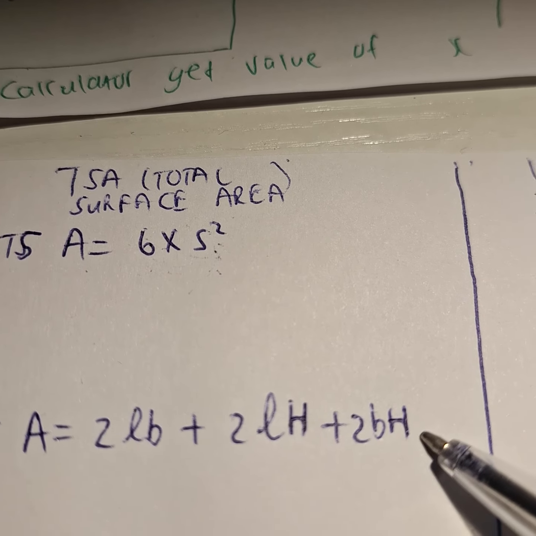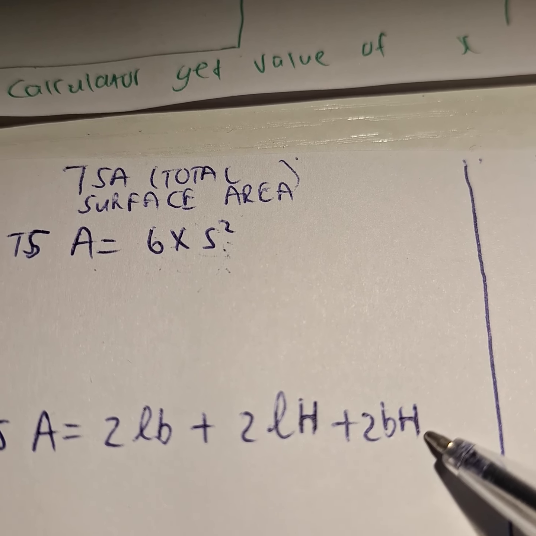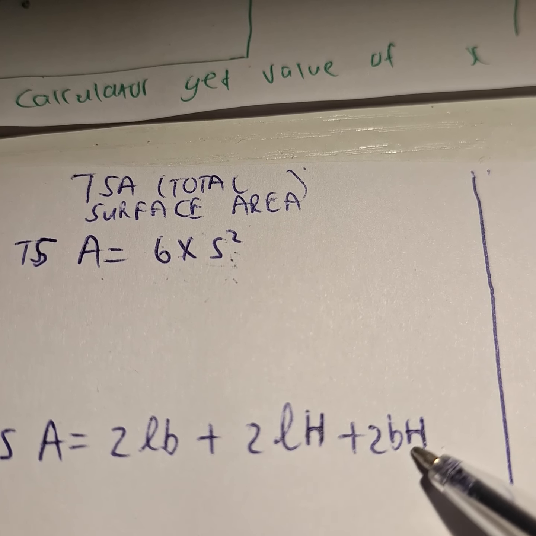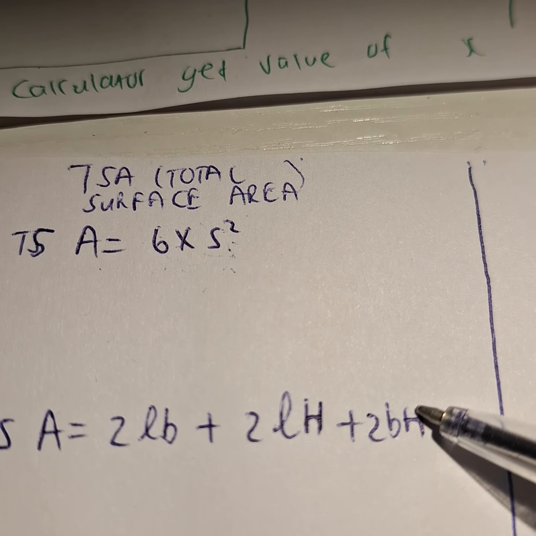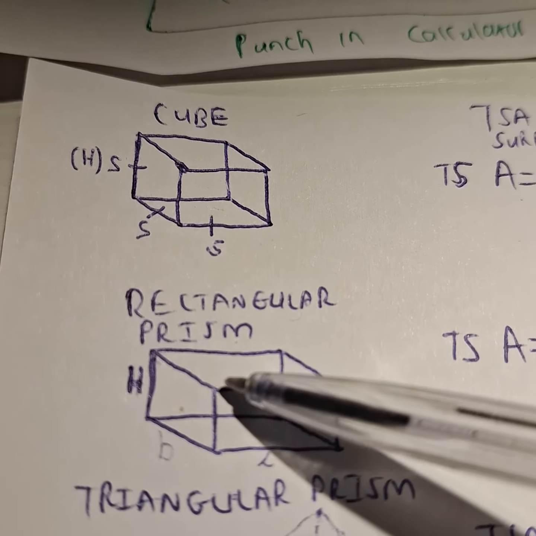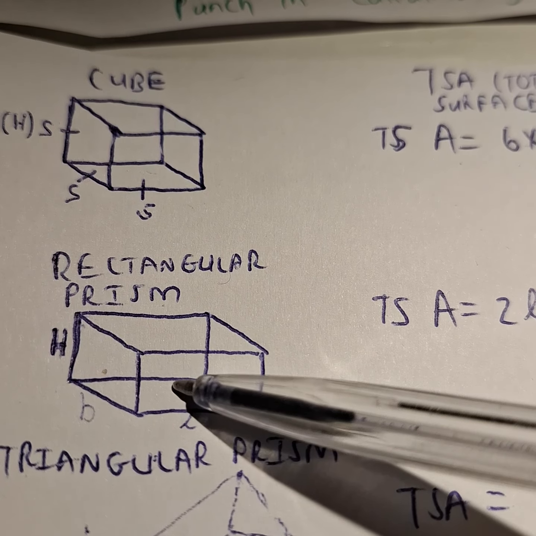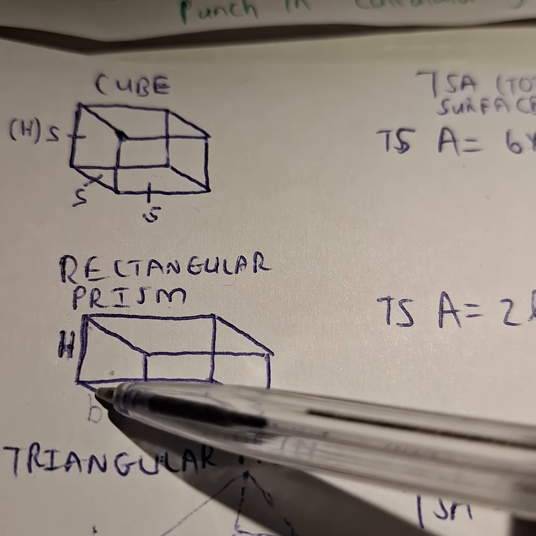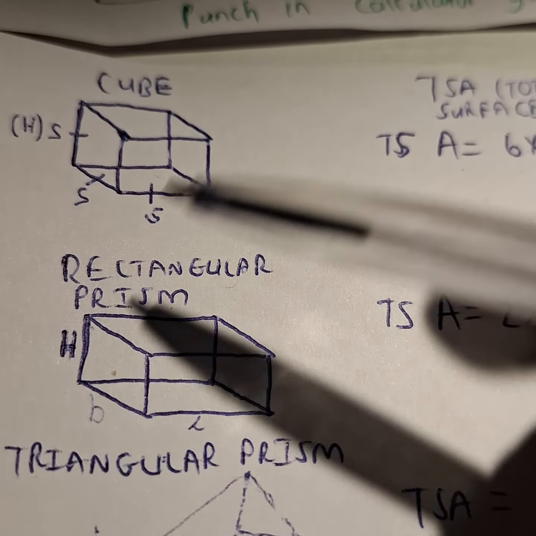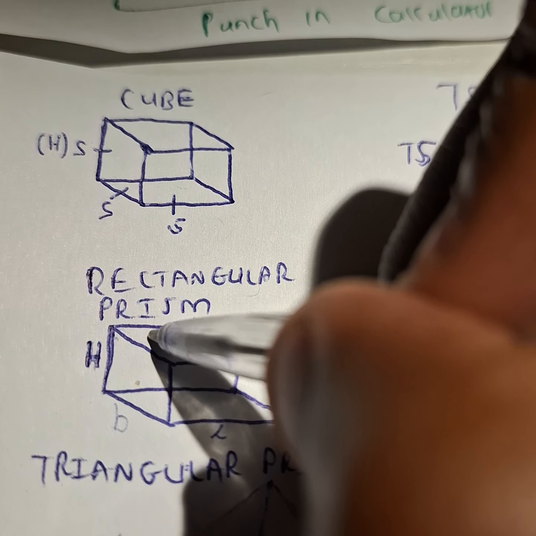H times b, or b times h, because multiplication is commutative. So the order of multiplication doesn't really matter as long as we are featuring this. Okay, so there's 2 of those rectangles. Look at the top and look at the bottom. The top rectangle has the dimension. Remember, rectangles have opposite sides that are equal, so this would also be b.